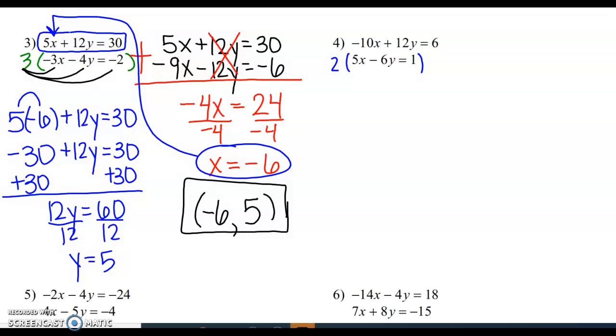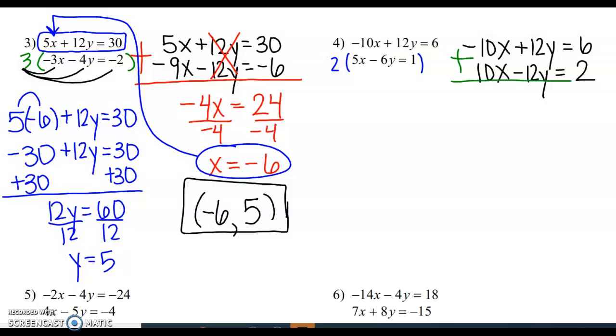So top one is staying, negative 10x plus 12y equals 6. Multiplying the bottom by 2: 2 times 5x is 10x. 2 times negative 6y is negative 12y. And 2 times 1 is 2. Now that I have opposites, I add them up. Oh, wow, look, this one actually has opposite x's and opposite y's. So I have 0 on the left. 6 plus 2 on the right is 8.